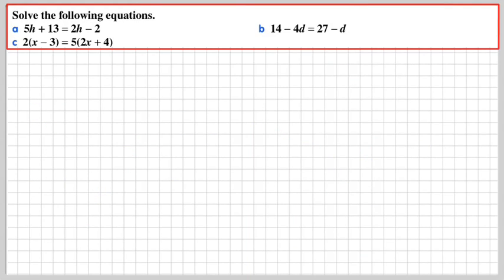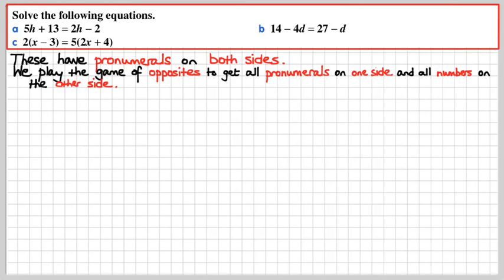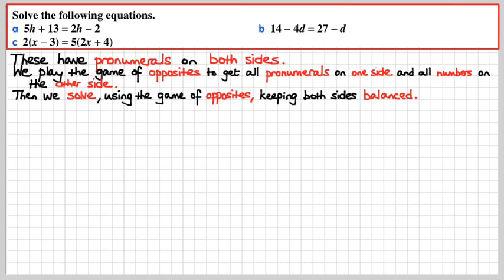Okay, this is the last page now, I think. We're going to solve these now. These have pronumerals on both sides. No problem. So what do we do? We play the game of opposites to get all the pronumerals on one side and all the numbers on the other side. You happy with that? Very good. Then we solve using the game of opposites as we've been accustomed to doing so far in this video, keeping both sides balanced, doing the same thing to both sides all the time.